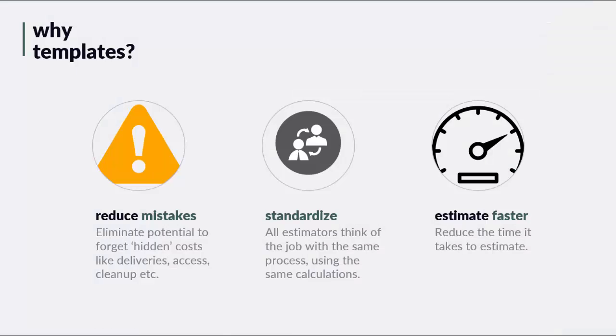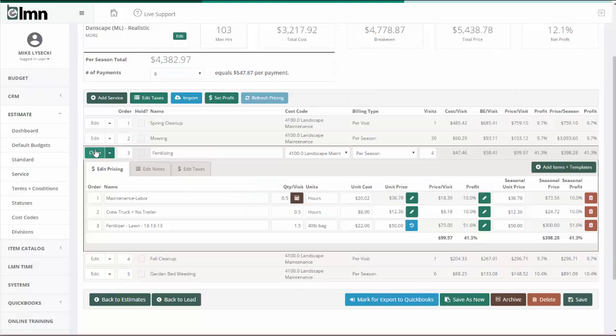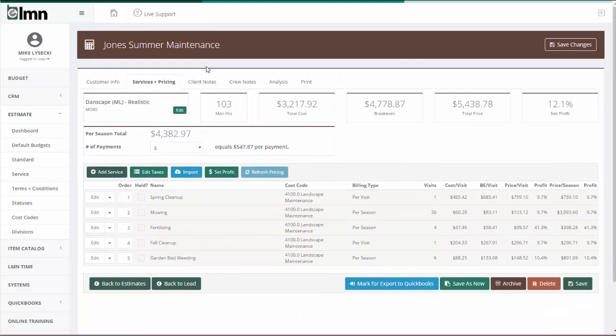Now let's take a look at options and upsells and how we can use some tools in estimating to make that easy. Let's go back now to our service estimate that we were just looking at. So here's the Jones. There is a column here called Hold, and Hold is great for options.